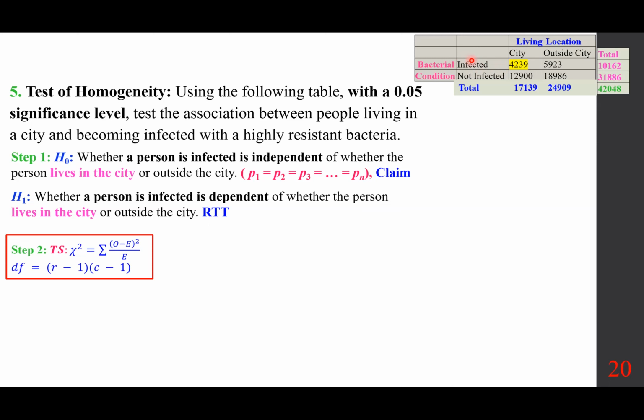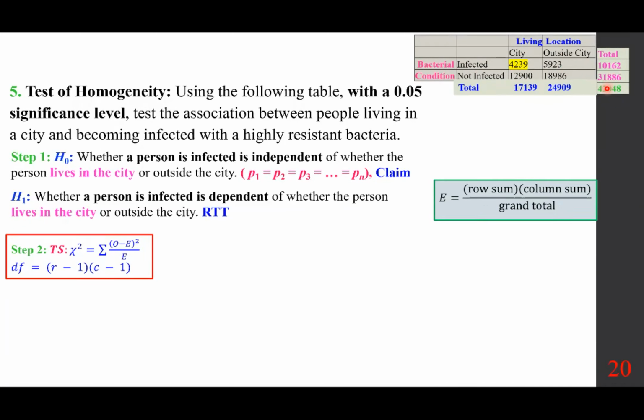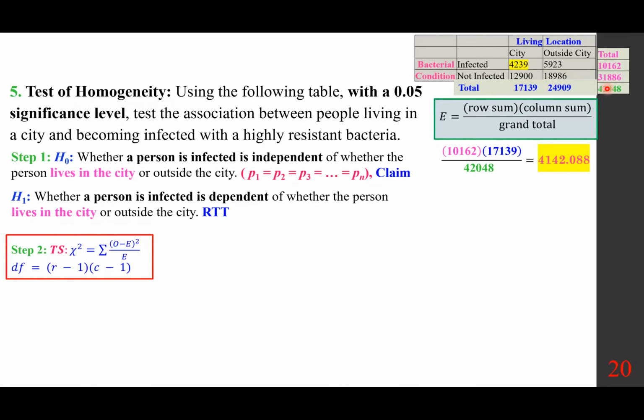Again, if you were to do it by hand, you would add up these two, you would add up these two, you would add up the columns, and this is the grand total. So just as an example, for this cell, we would multiply the row sum by the column sum divided by the grand total. So 10,162 times 17,139 divided by 40,048, and it results in 4,142.088. If they are independent, that is the expected value. So you calculate that for every cell.